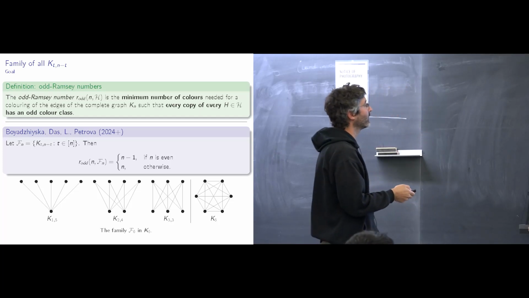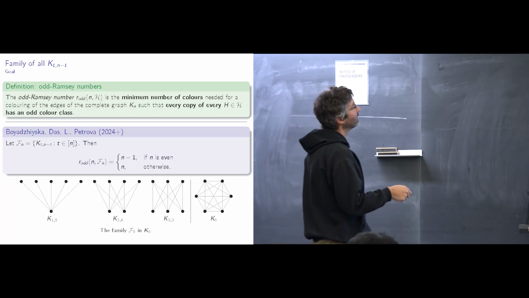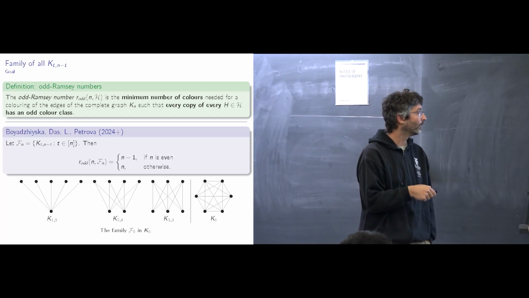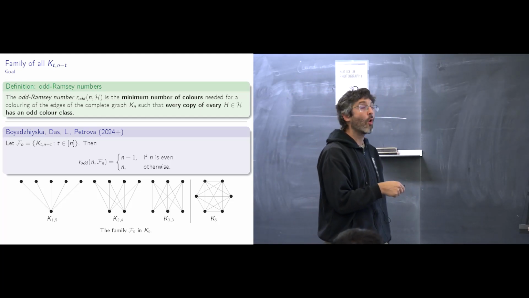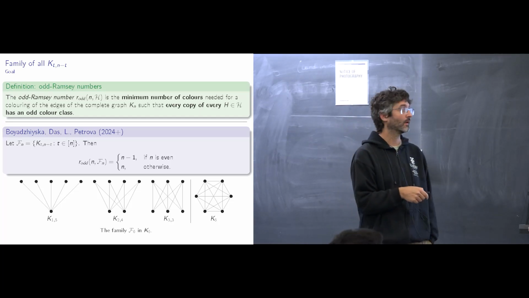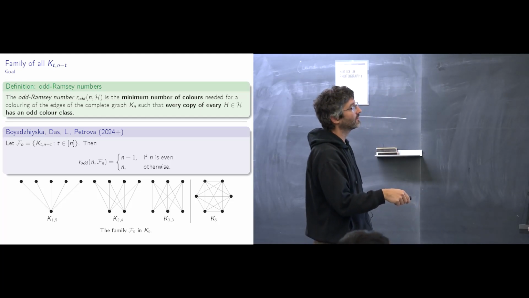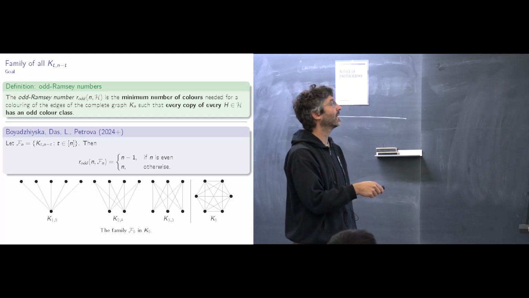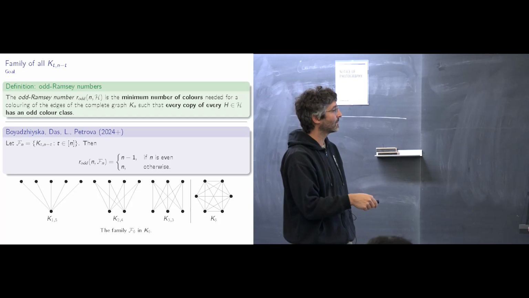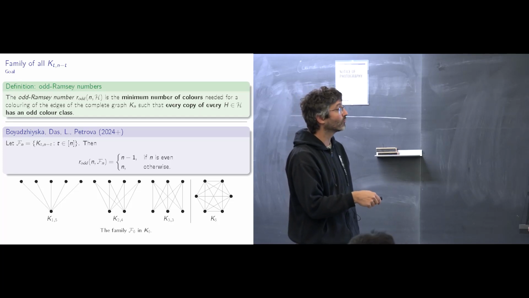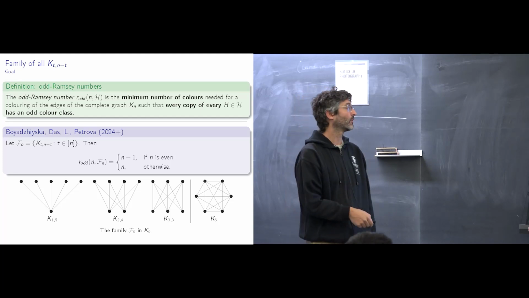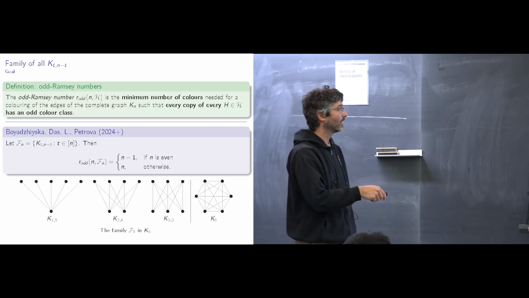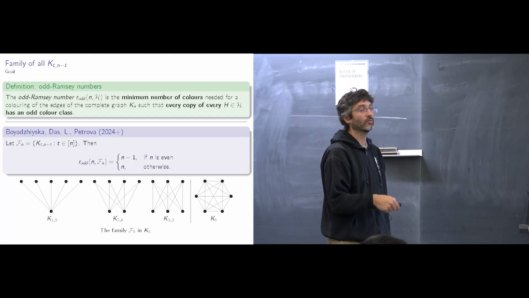So the first case we are studying is what was actually number 2 before: we're looking at the family of all complete bipartite graphs. Okay? So for instance, here I've got K6. It's a graph I want to color. I want to color the edges of K6 such that every copy has an odd color class, and I'm looking at every copy of all possible complete bipartite graphs. So I want that every copy of that one is odd, every copy of that one is odd, and every copy of that one is odd.